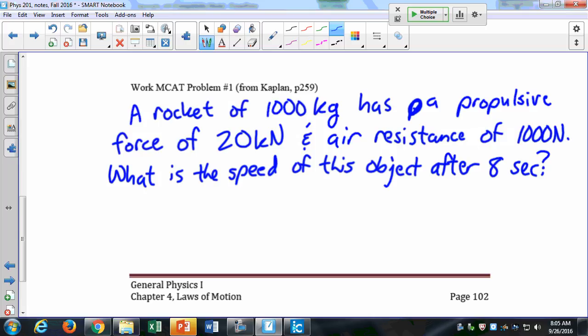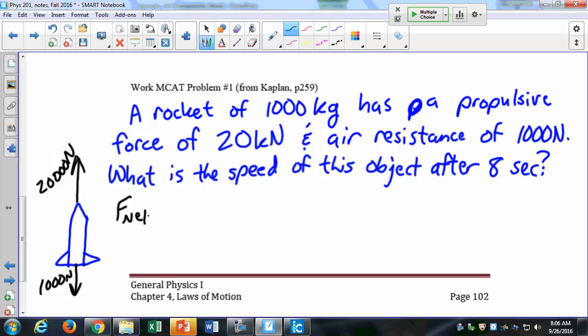Whenever I'm dealing with these problems, I always like to draw a picture first. So I'll draw my rocket. There's my rocket. It has a propulsive force of 20,000 newtons, so I'll draw that as a force here, 20,000 newtons. And then it has a resistive force, that is, it's opposing the direction of the motion, air resistance, of 1,000 newtons. And so my first step is just to find the net force.